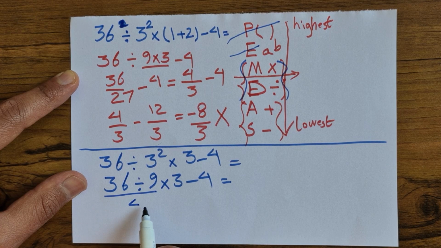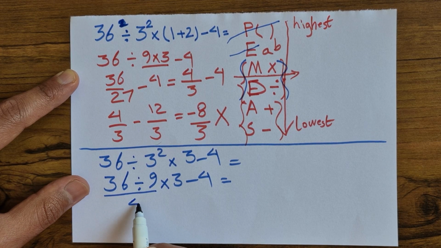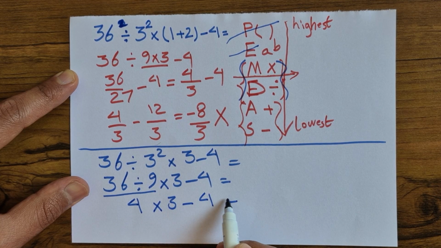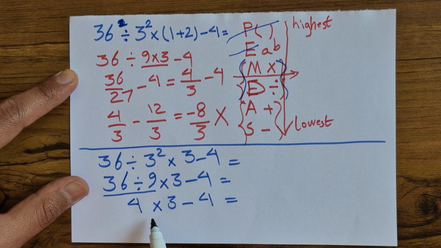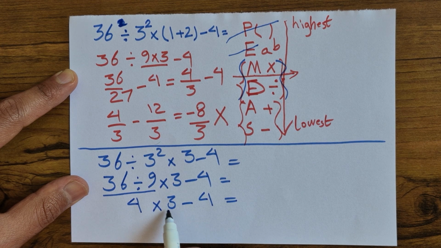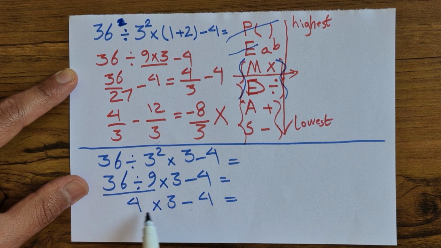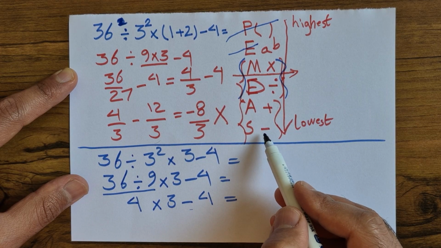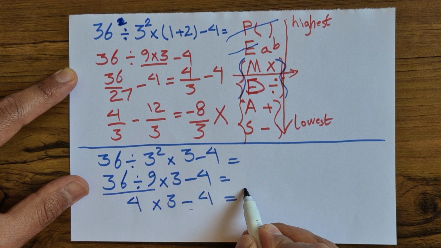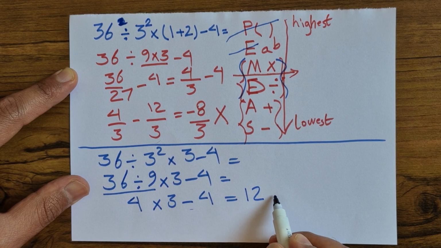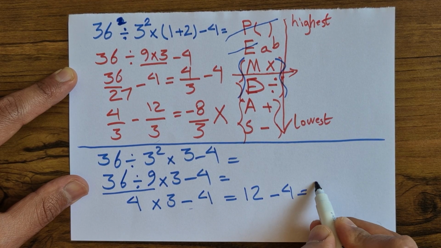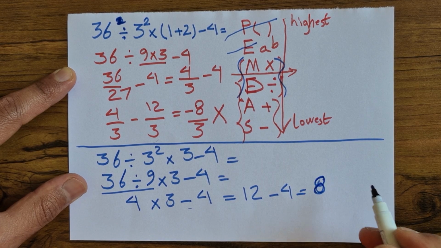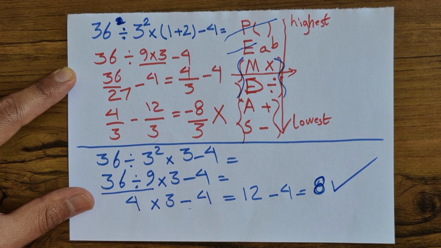So it gives us 4, and then we have times 3 minus 4. Then, so we have multiplication and subtraction. You can't do the subtraction because we have multiplication and it has a higher precedence than subtraction. So 4 times 3 gives us 12 minus 4. The final answer is 8. Oh, that's not a beautiful 8, but I mean, you got it.